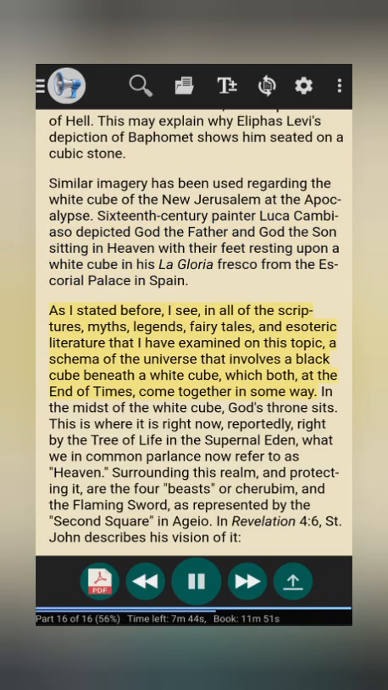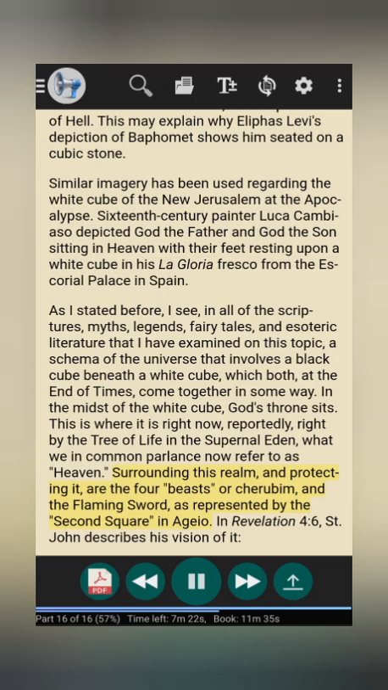As I stated before, I see, in all of the scriptures, myths, legends, fairy tales, and esoteric literature that I have examined on this topic, a schema of the universe that involves a black cube beneath a white cube, which both, at the end of times, come together in some way. In the midst of the white cube, God's throne sits. This is where it is right now, reportedly, right by the tree of life in the supernal Eden, what we in common parlance now refer to as heaven.